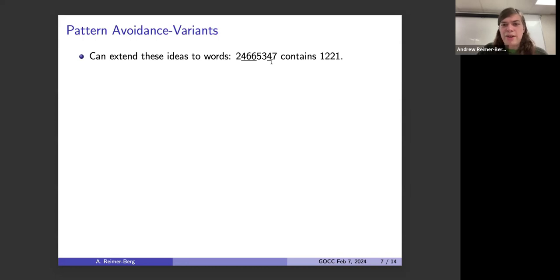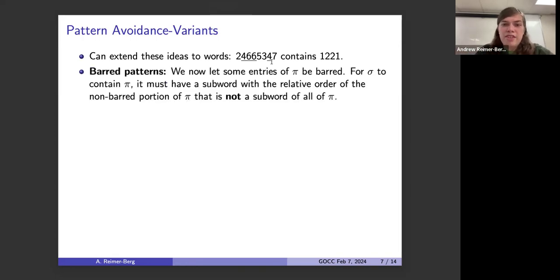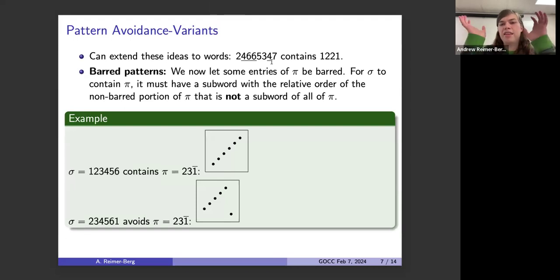Some other variants that we're going to need is barred permutations. So now we allow our pattern pi to have some of its entries barred. And so now for our sigma to contain a barred permutation pi, it must have a subword that has the relative order of the non-barred portion of pi that is not a subword of the entirety of pi. So the way I think about that is the bar is indicating for this pattern, to have this pattern, there must not be a thing in the position with a bar.